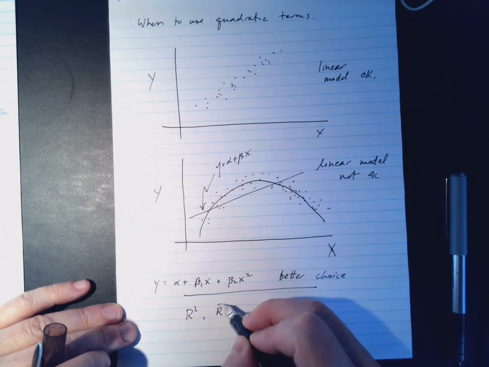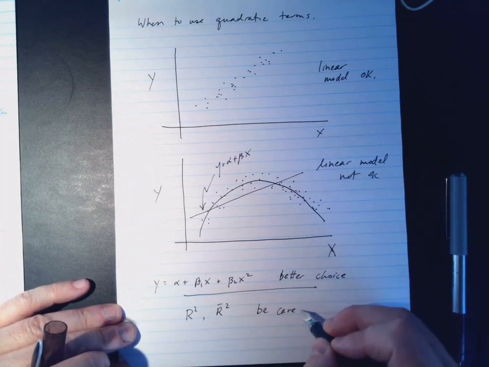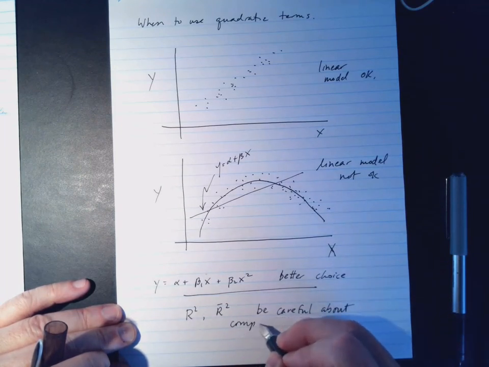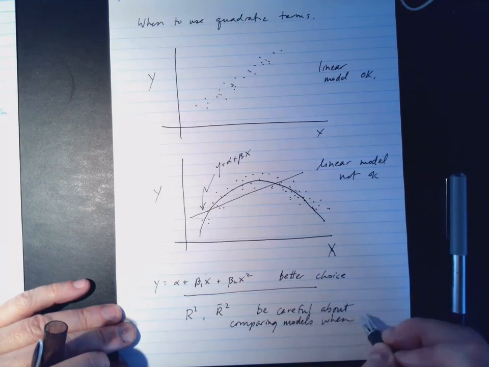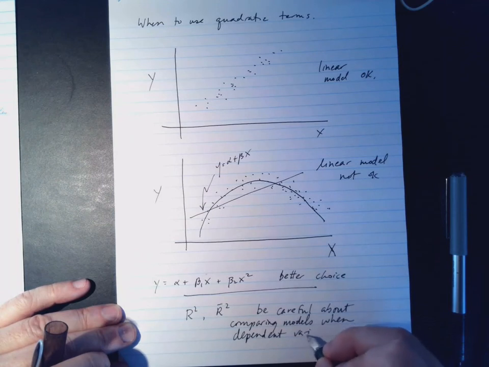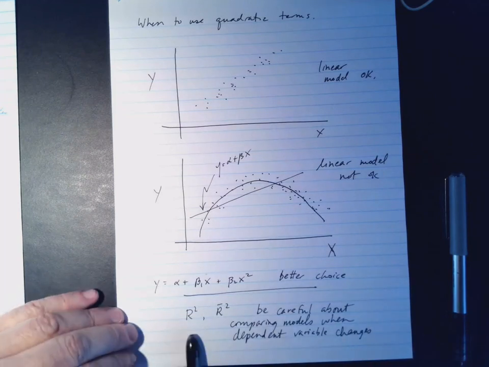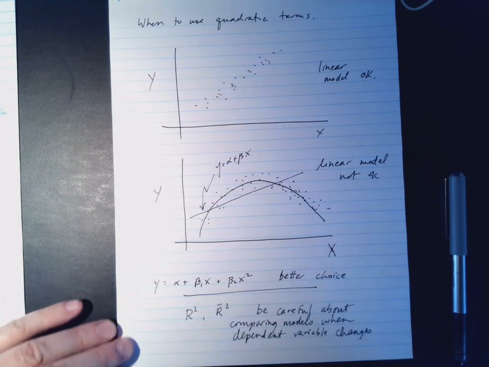R squared, r bar squared. The point here is just be careful about comparing models when the dependent variable changes. They might still give you a bit of information that's helpful, but they're not actually technically correct for using.